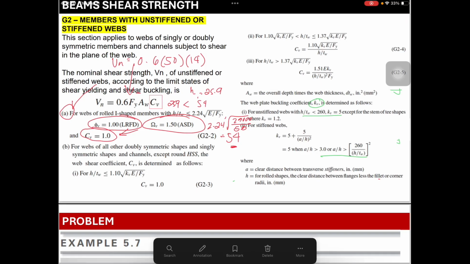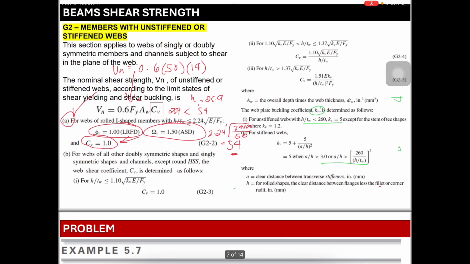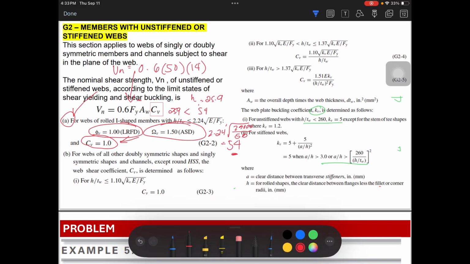Okay, so 0.44 ang thickness ng web. So that's Aw, itong dalawa. So next Cv, our Cv is 1.0. So our Vn, multiplying everything, our Vn is 0.6 times 50 times 14 times 0.44 times 1.0. It is 184.8 kips. Kips yan kasi ksi yung unit eh.